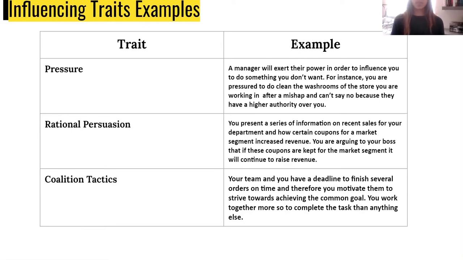Coalition tactics is mostly just working in a group towards a common goal, such as a union. The example I use here is you and your team have to finish several orders on time, and therefore you motivate them to strive towards achieving the common goal. You work together more so to complete the task than anything else. You're not going in there to be best friends. You're going in there to achieve that common goal you have. So this was my brief little PowerPoint on influencing.